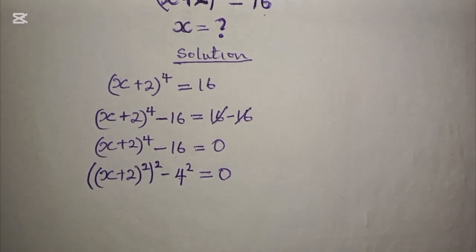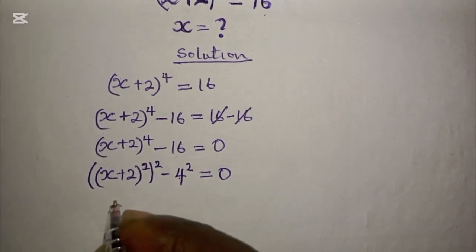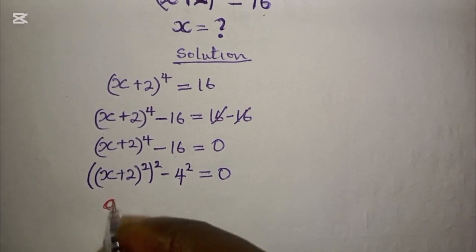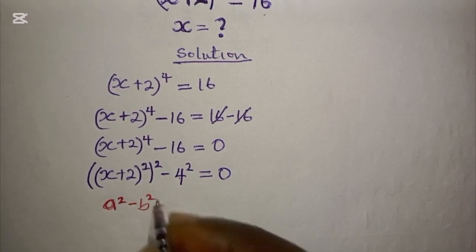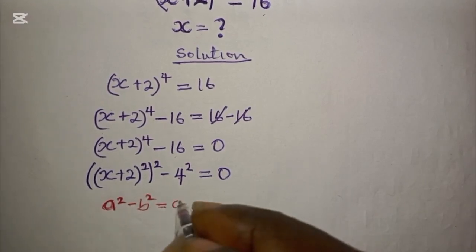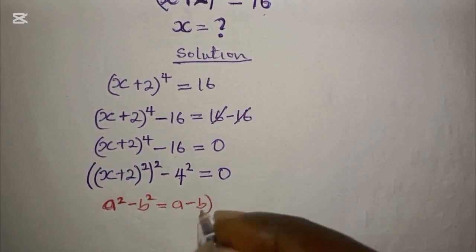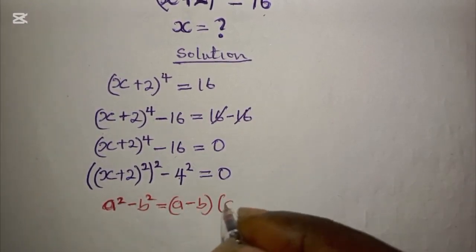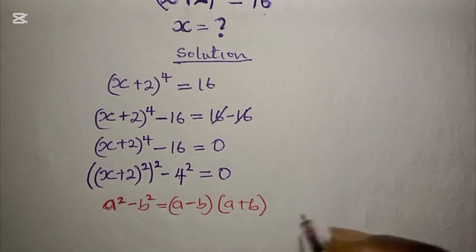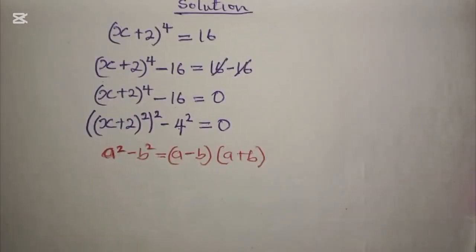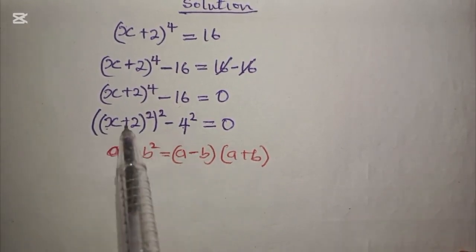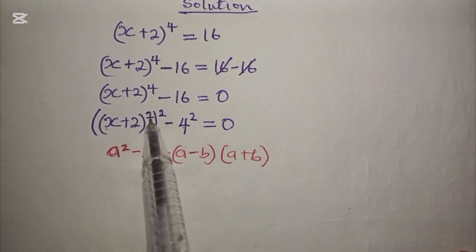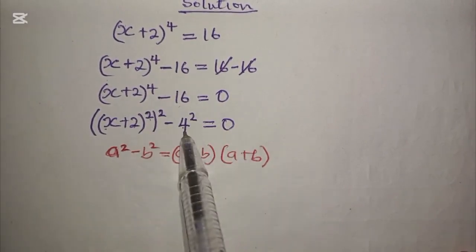Difference of two squares, which is if you have a^2 - b^2, it will give us (a - b)(a + b). This is what we are going to have. Our a here now is (x + 2)^2, and our b is 4.